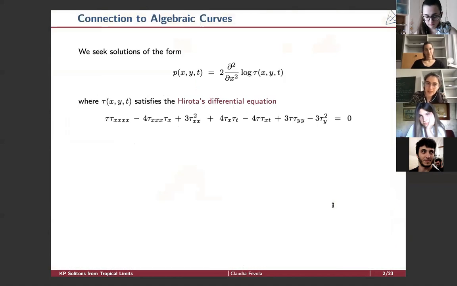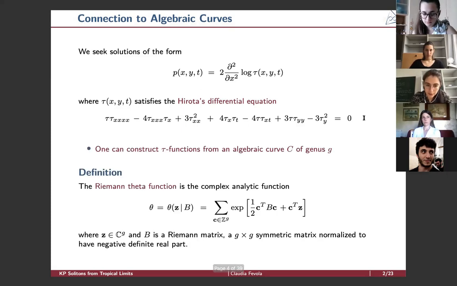The reason why this partial differential equation is interesting for algebraic geometry is that solutions to this equation are linked to algebraic curves. First of all, we're interested in solutions of this form, where the function tau needs to satisfy this Hirota differential equation. And as I was mentioning, it is possible to construct tau functions starting from an algebraic curve of genus g.